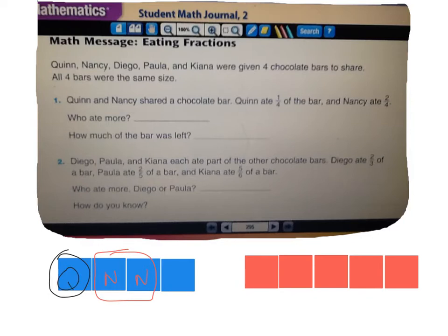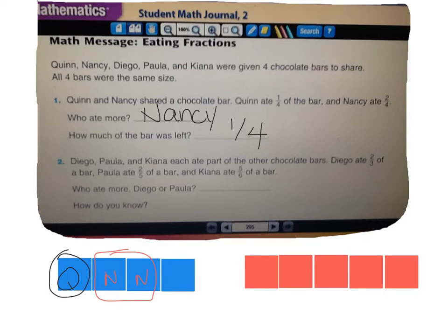So we've got Nancy here with those, and we've got Quinn here with this one. So who ate more? Of course, you can see from the picture, and you may have known before the picture, that Nancy ate more. How much of the bar was left? We've got 1 piece left out of 4, so our fraction would be 1/4 left, and of course Nancy was the one that ate the most.